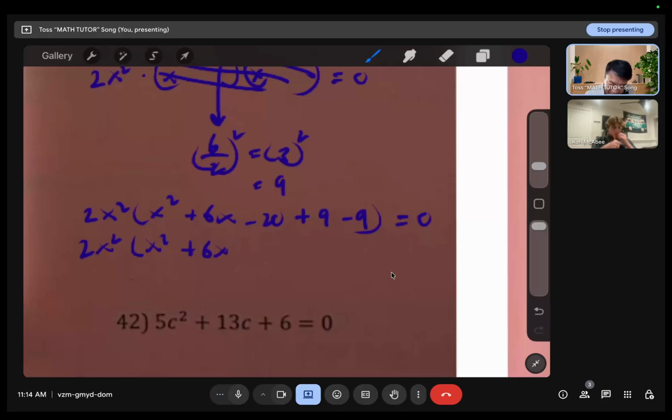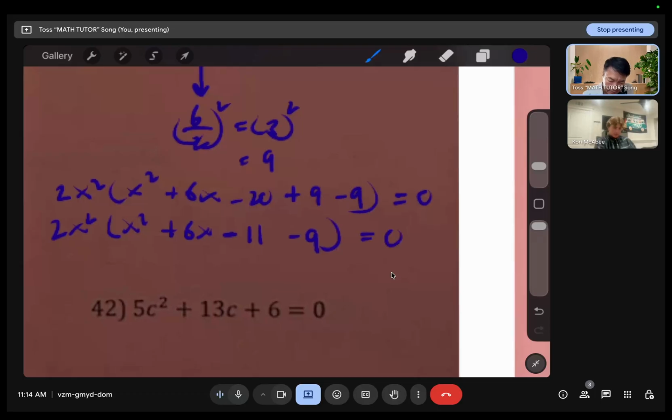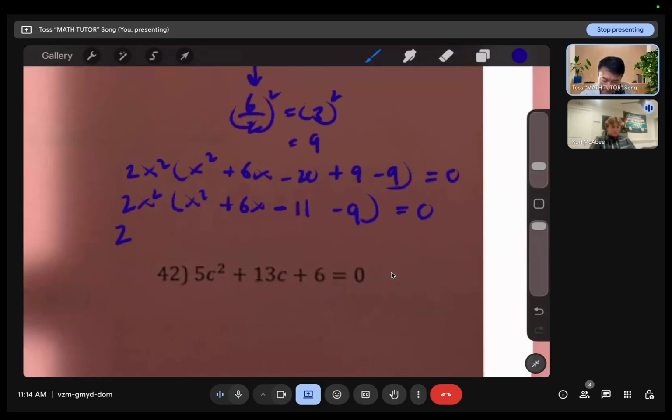6x. When you combine, you only combine the plus 1. The minus 9, leave it back there. So it'll be, what is that? It's a minus 11. And then minus 9. Should you not combine the 9? No, don't combine it. There's a reason for you not to do that. Equal to 0.